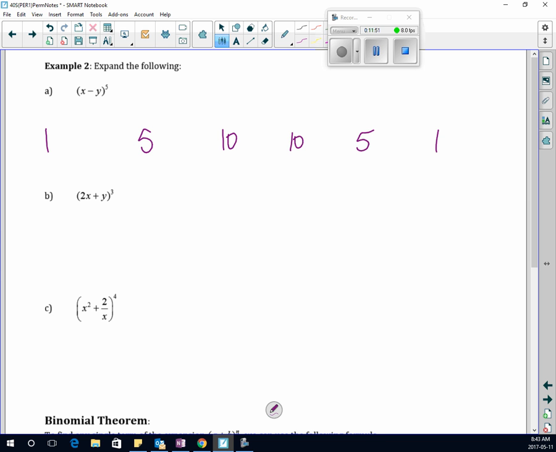Okay? Then we do the first term, which is x. So x to the power 5, x to the power 4, x to the power 3, x to the power 2, x to the power 1, x to the power 0. Now here's the thing. The pattern for a binomial expansion is in the form (a + b) to the power n. This is not a plus. So how can I rewrite that? Well, this would be (x + (-y)) to the power 5. So do you see my b is actually a negative y each time, not just y.